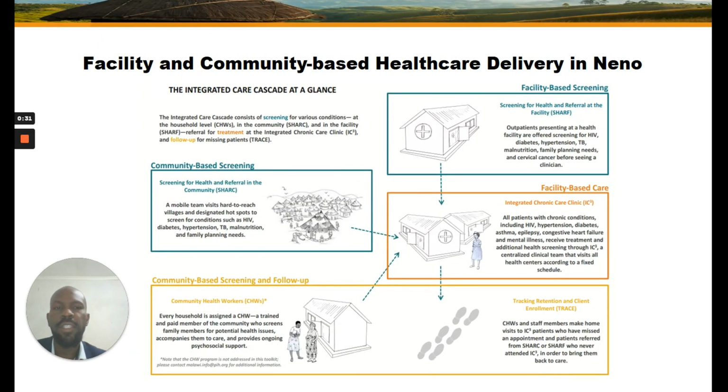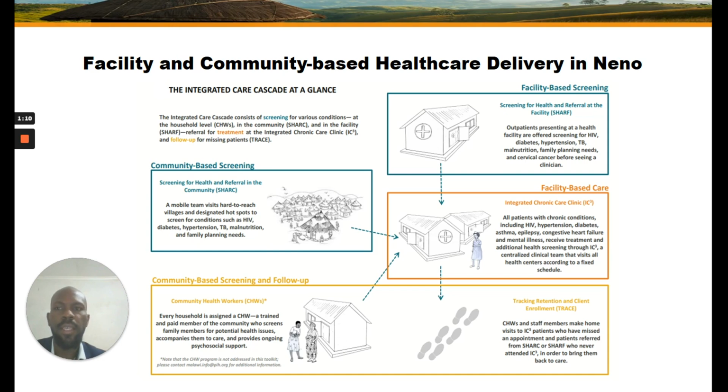So overall, in terms of setting, we have several arms in terms of delivery of healthcare here in Neno district in Malawi. We have screening at the community and health facility for different conditions including HIV and non-communicable diseases. Once someone has been screened, they are referred to the health facility where, once the condition is confirmed, they are enrolled in care and they come for routine visits over their stay in care.